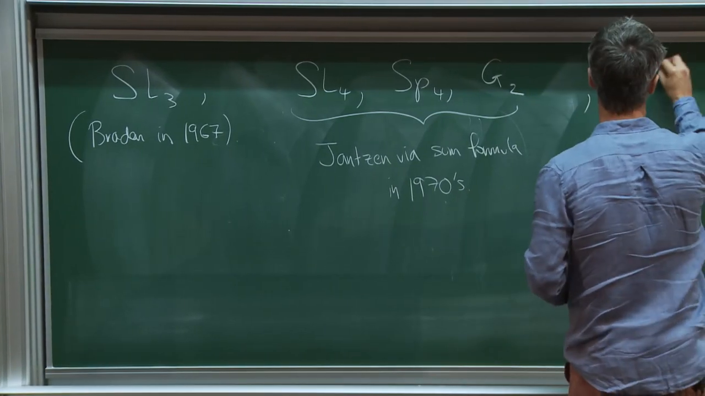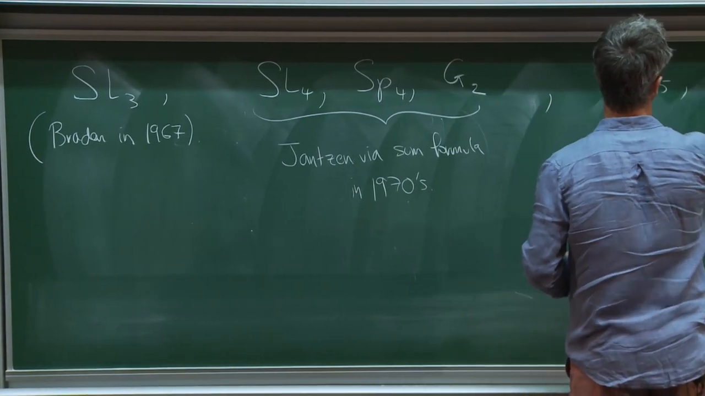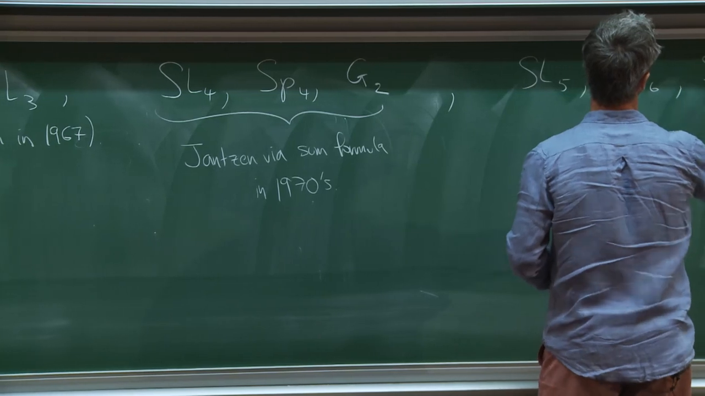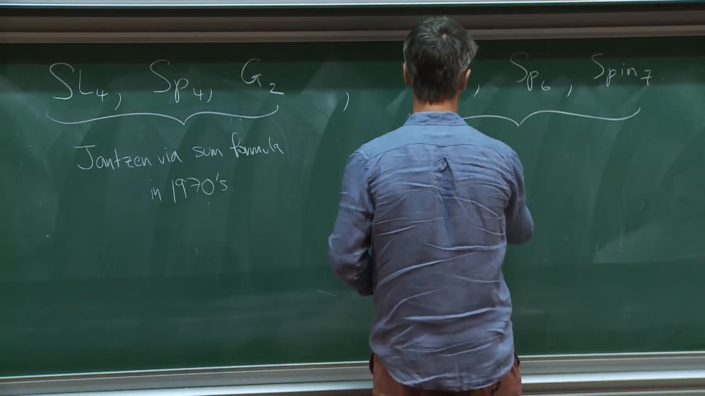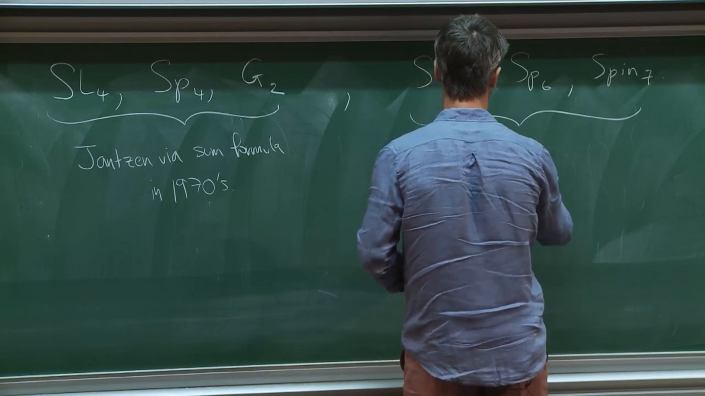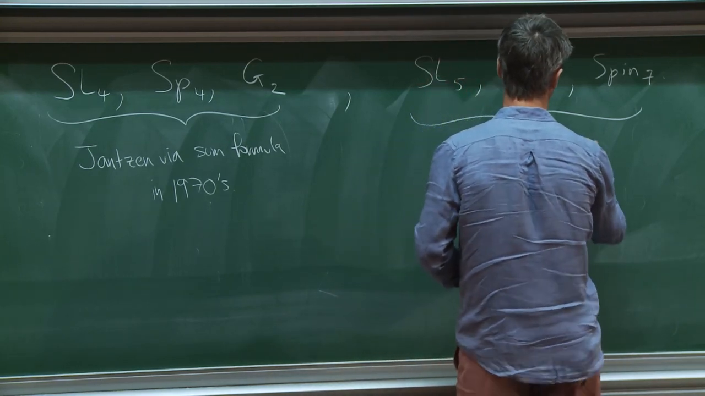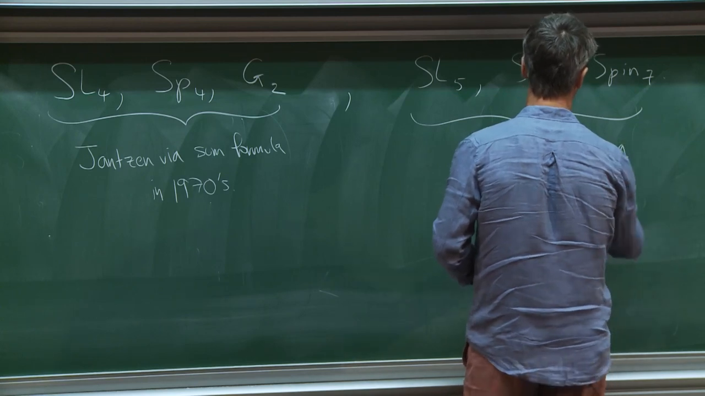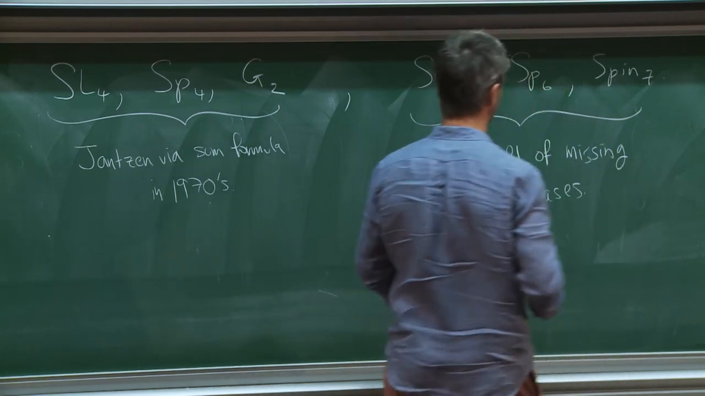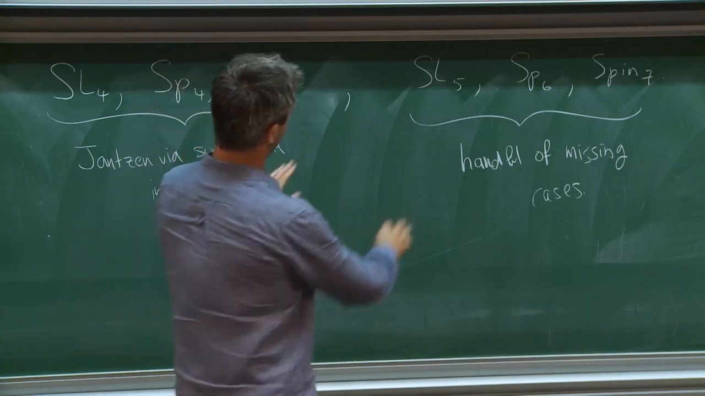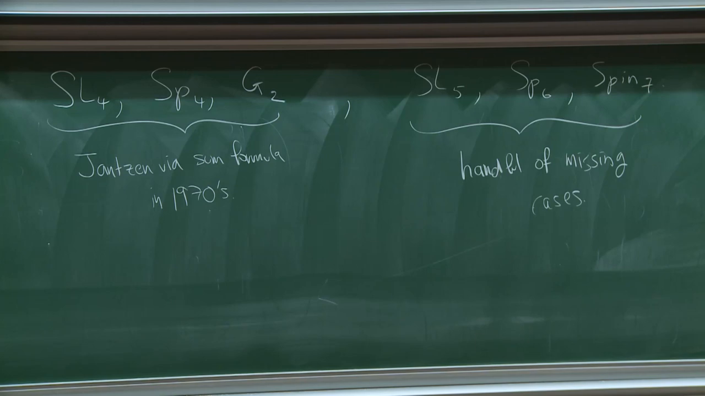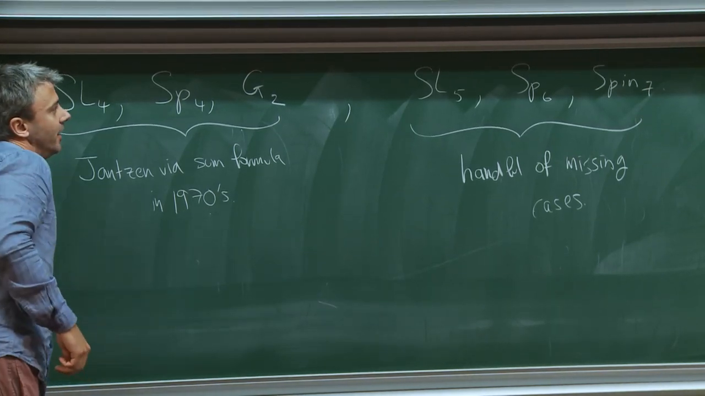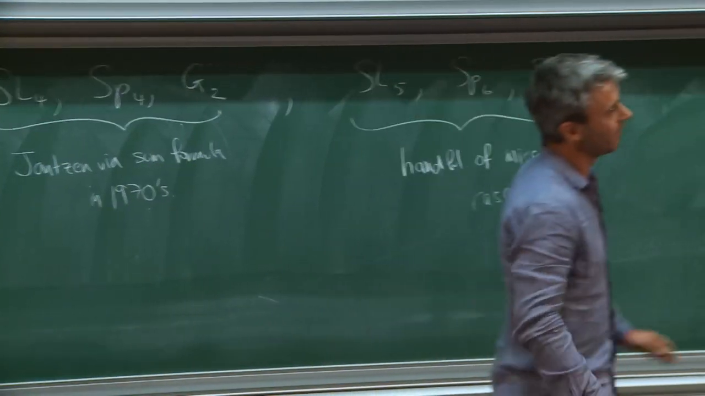And then SL5, SP6, Spin 7, here there's a handful of missing cases, but not very many. So somehow with algebraic methods, you get somewhere to this range, and then beyond that, you need something new. And I just want to give this kind of standard picture.